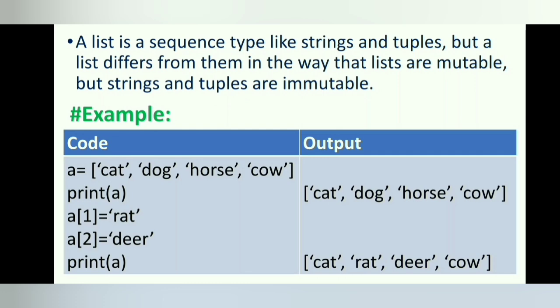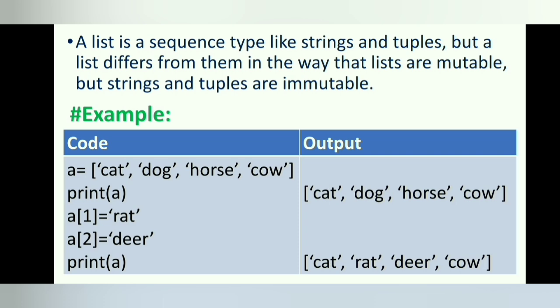A list is a sequence type like strings and tuples, but a list differs from them in the way that lists are mutable, but strings and tuples are immutable. Immutable means you cannot modify strings and tuples after they have been created.